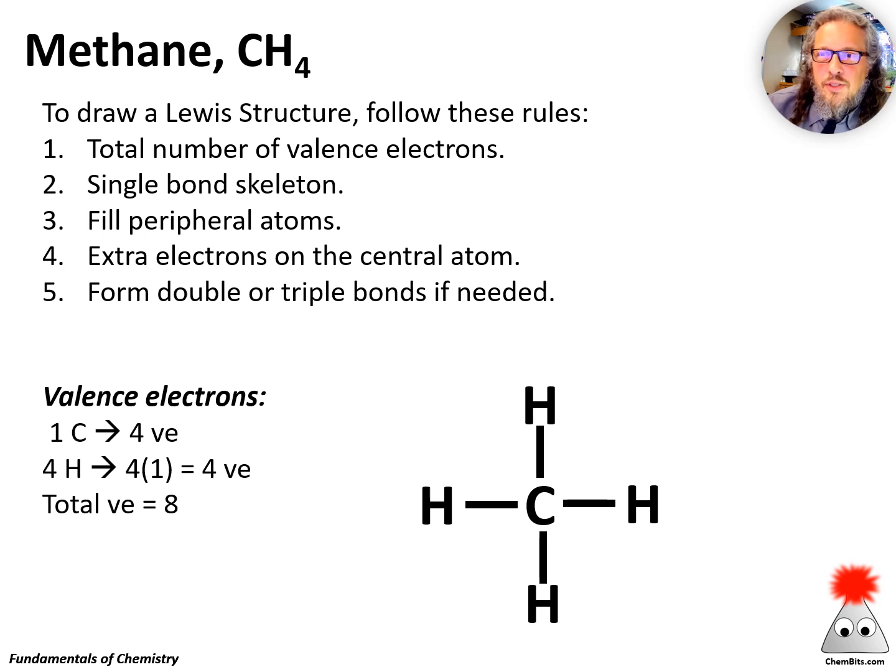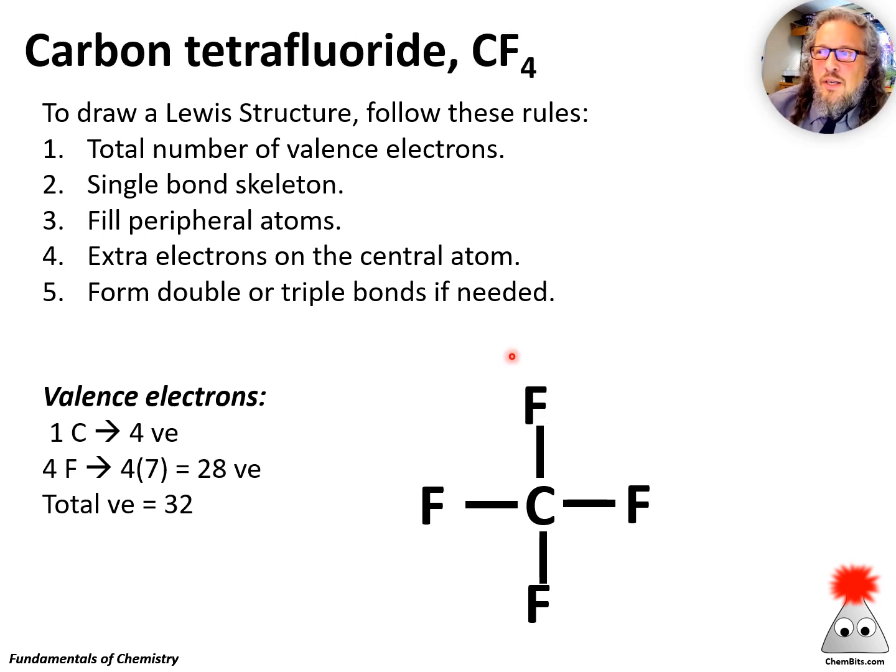What about something else? Let's not change it a whole lot, how about carbon tetrafluoride? So instead of CH4, CF4. Total number of valence electrons. Carbon still has 4. Now each of the 4 fluorines has 7, so we've got 28 total valence electrons from fluorine, plus 4 from the carbon, gives us 32 valence electrons. I've got my single bond skeleton drawn here. 2, 4, 6, 8 electrons are already shown.